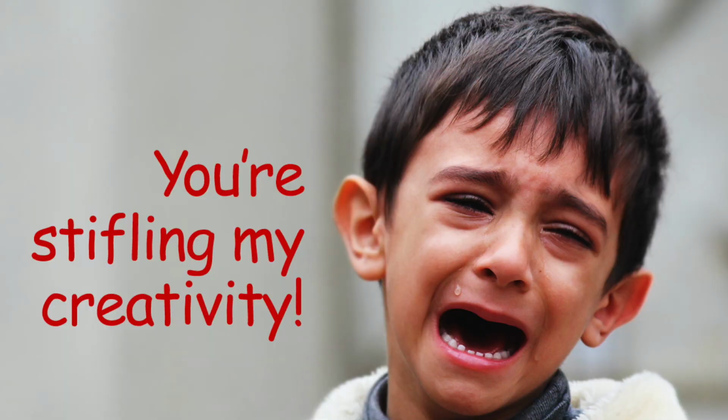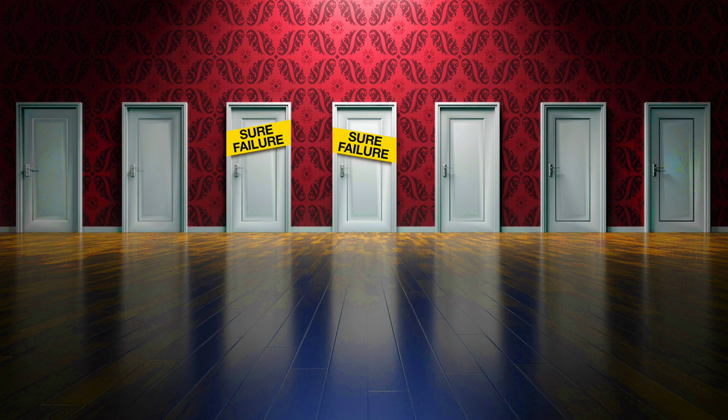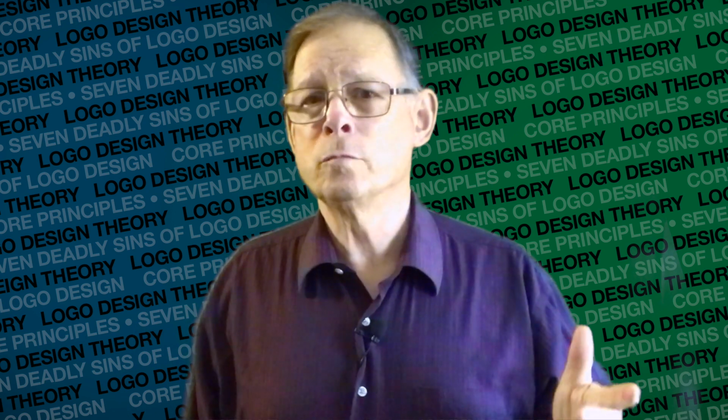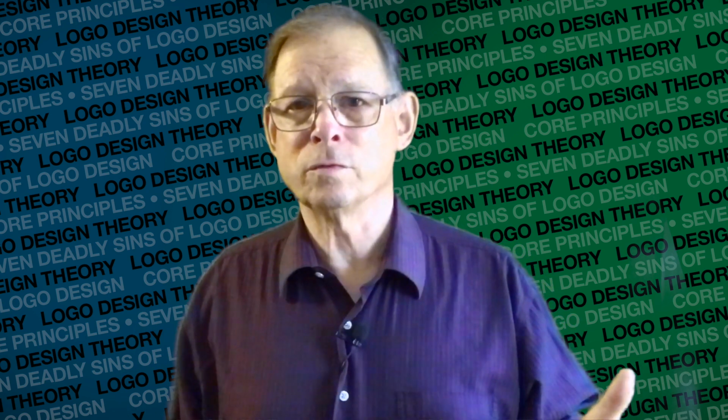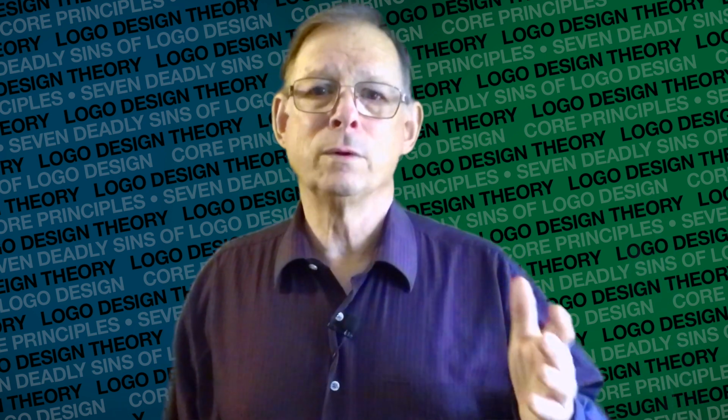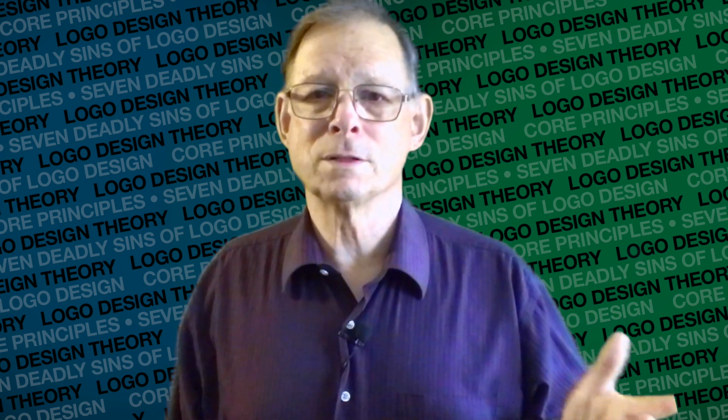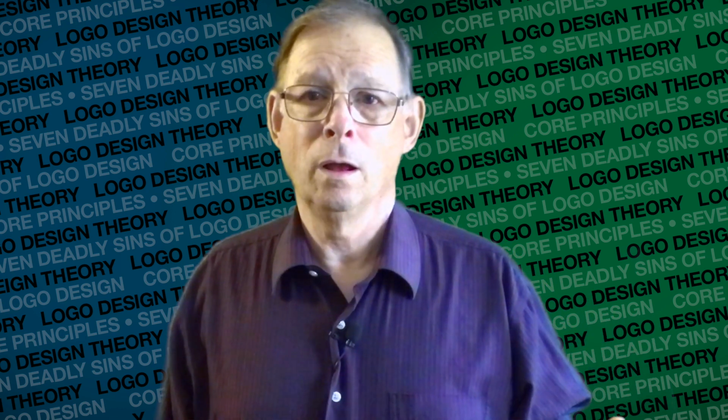Some will say, "You're stifling my creativity." Why would anyone begrudge warnings that would prevent sure failure, especially when there are so many avenues remaining that can work? What beginners fail to see is that even though there are 7 deadly sins, there are still innumerable good possibilities left over. Take heart. There will never be an end of good, well-designed identities that work.